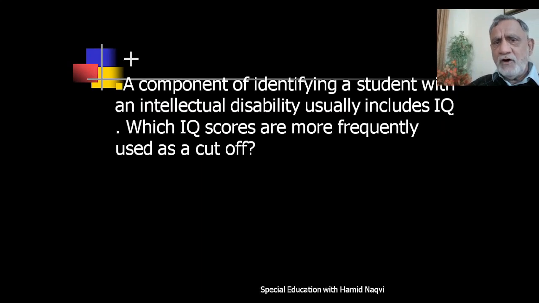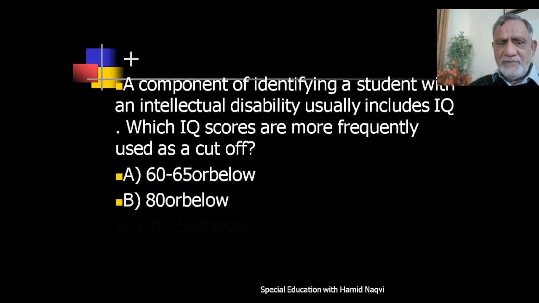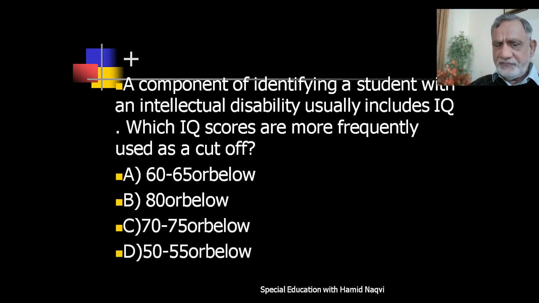A component of identifying a student with an intellectual disability usually includes IQ. Which IQ scores are more frequently used as a cut-off? 60 to 65 and below, 80 or below, 70 to 75 or below, or 50 to 55 or below? The correct answer is C, that is 70 to 75 or below.